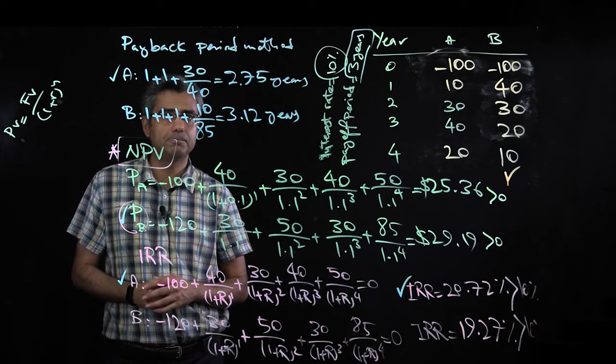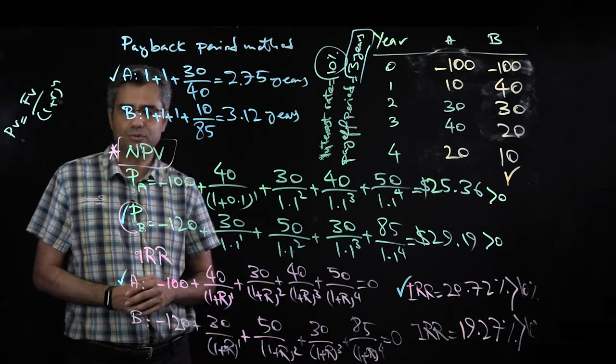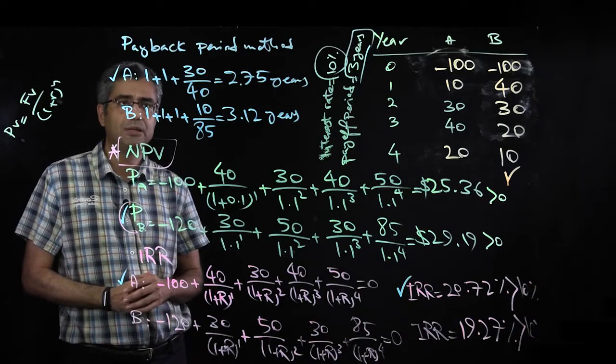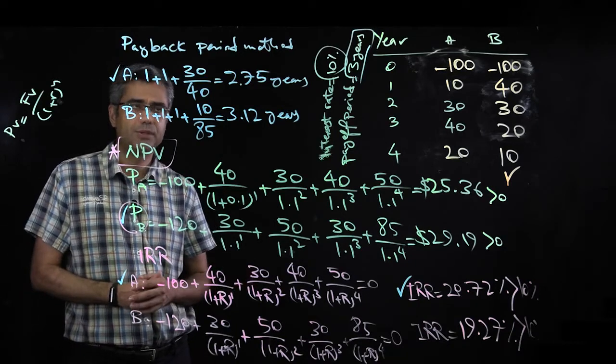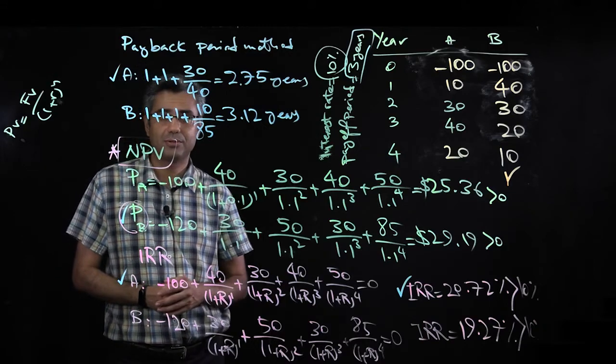So these were the three commonly used methods for capital budgeting.